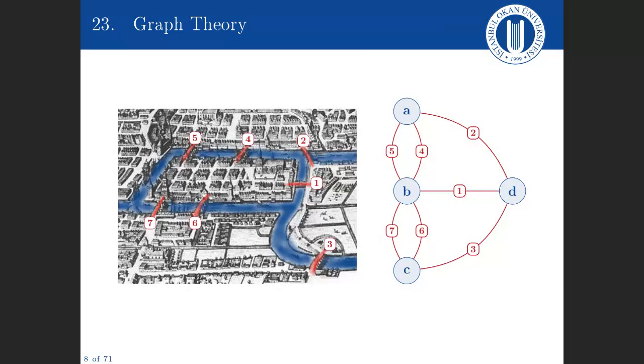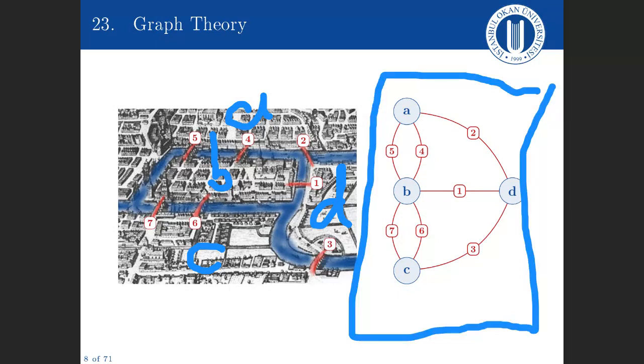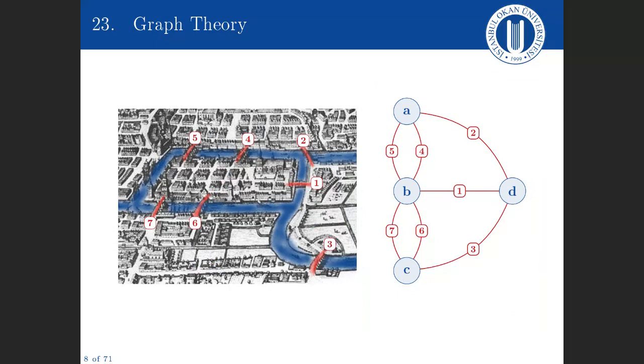If we label the land masses A, B, C, let's say A here, B in the middle, C down the bottom, and then D on the right, we can see that B is connected to D by bridge number 1, D is connected to A by bridge number 2, and so on. The only information we need is given in this diagram on the right. After we learn how to study things like the picture on the right, we will understand how to solve the Konigsberg bridge problem.